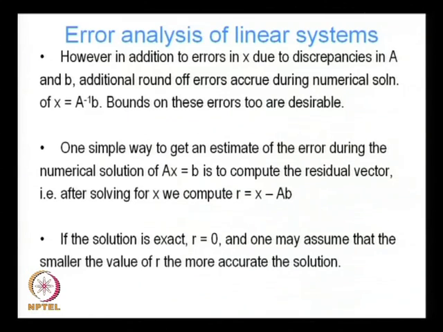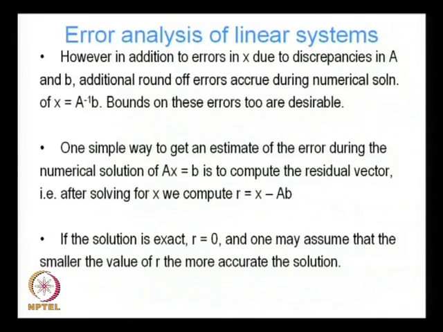So, there are two sorts of errors in linear systems. The first sort of error is due to discrepancies in the values of A and b, when there is some error in A and b are not known exactly, because maybe they are coming from experimental data. So, there are errors in the elements of A and the elements of b. But then there are additional errors which accrue during the Gaussian elimination, or whichever solution procedure we adopt to solve x is equal to A inverse b. Additional errors will accrue during the solution. So, we want to know bounds on those errors too.